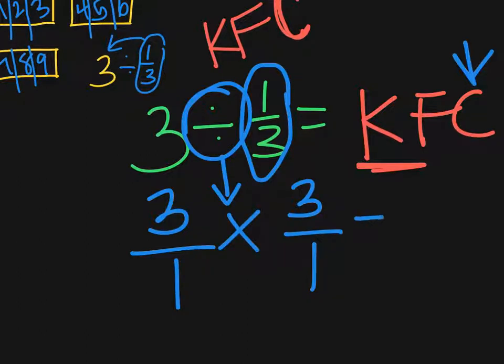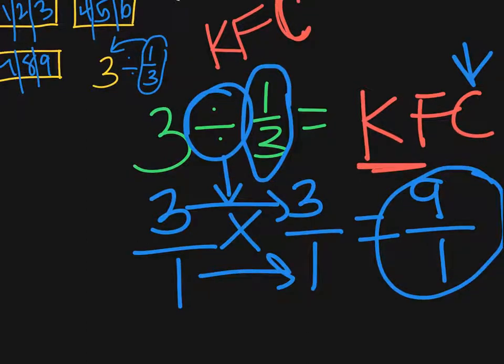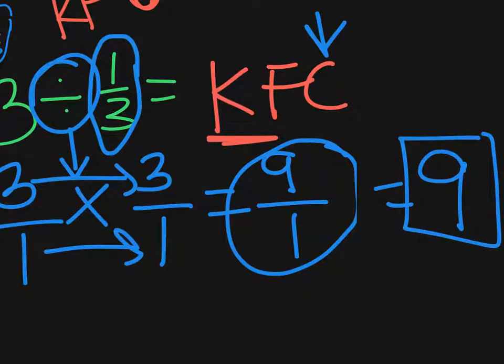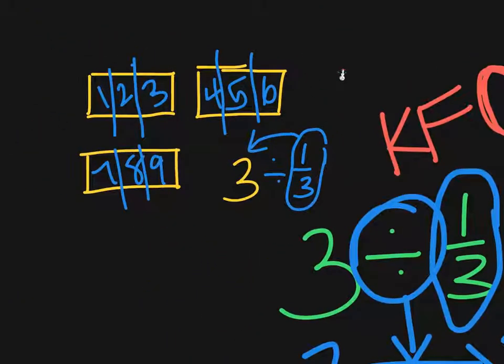And then we simply multiply straight across. 3 times 3 is 9. 1 times 1 is 1. We've learned that from multiplying fractions. And our fraction answer is 9 over 1. Now, of course, simplifying that, 9 divided by 1 equals 9. So that matches what I drew on my model. There are 9 groups of 1/3 in 3.